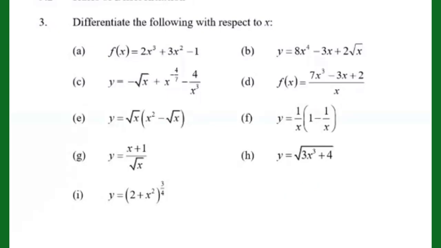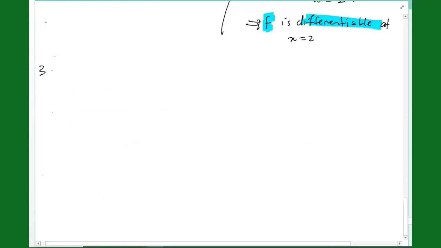3c. Differentiate the following with respect to x. Given y equals minus third x plus x to the power of negative 4 over 7. Check, is it negative? Check, correct. Now given this one, before differentiating, better adjust.